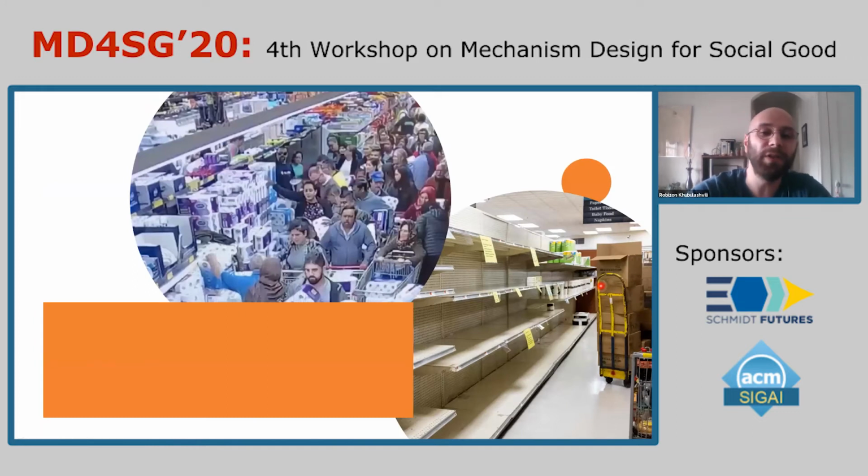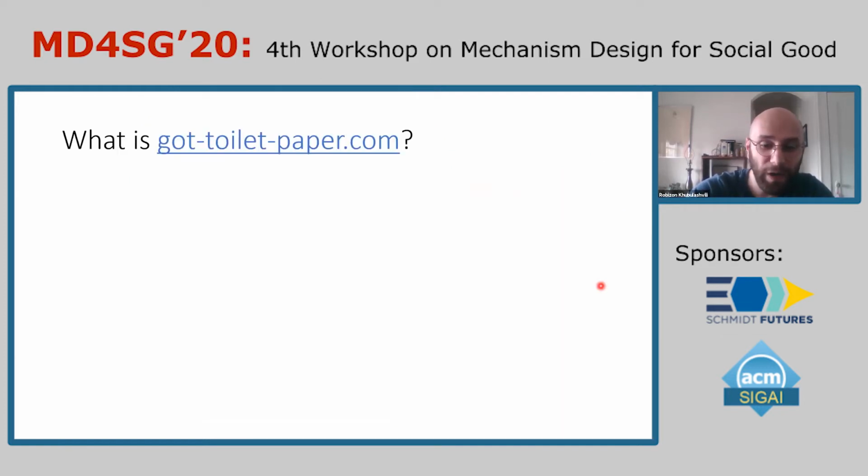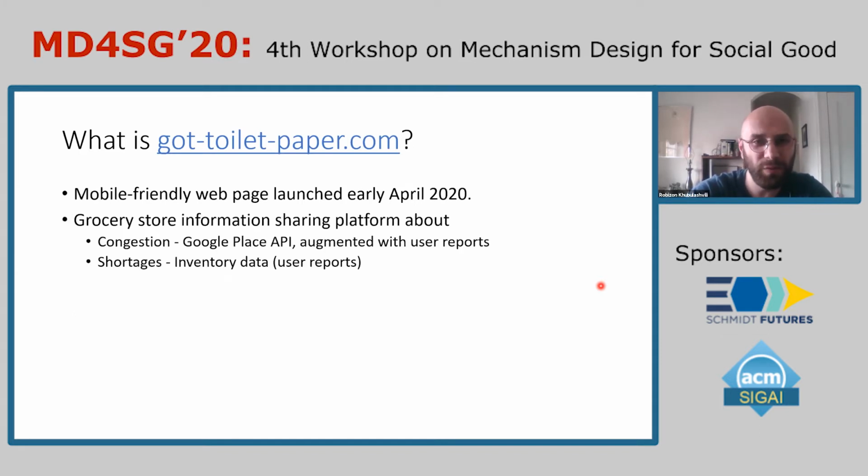The motivation of this paper is to describe the implementation of an information sharing platform, gotoiletpaper.com. It is a crowdsourced platform, and its motivation is to help the Pittsburgh community share information about store congestion and product shortages during the COVID-19 pandemic. In particular, gotoiletpaper.com is a mobile-friendly web page, and it was launched in April of 2020.